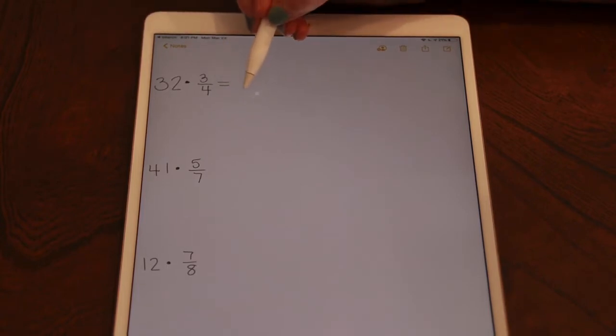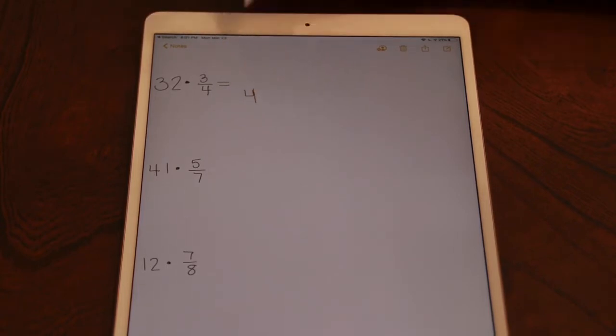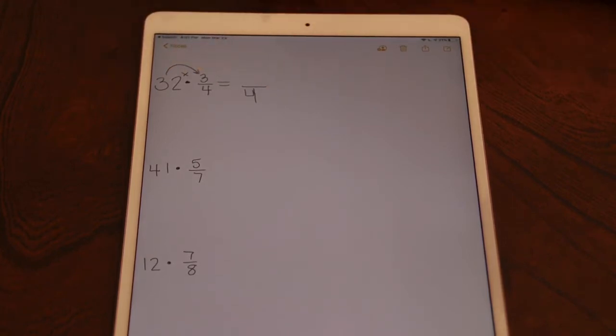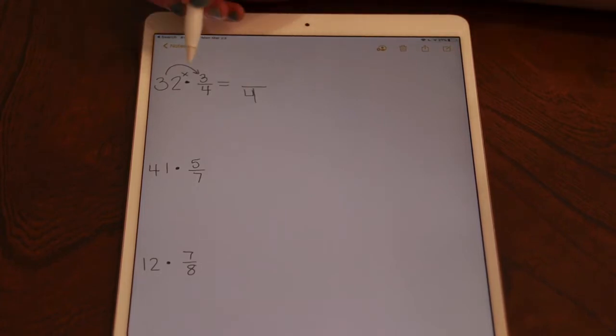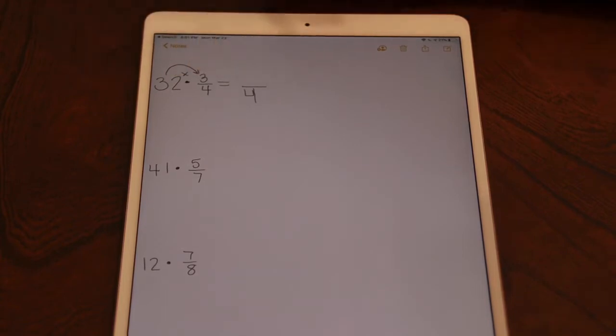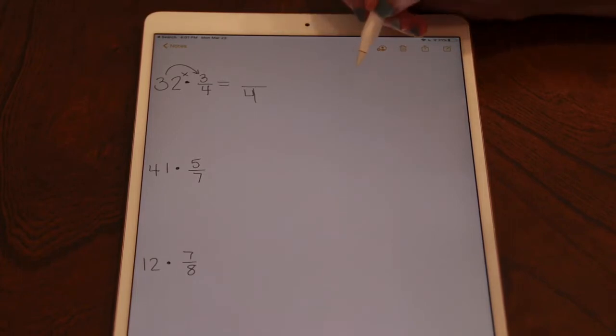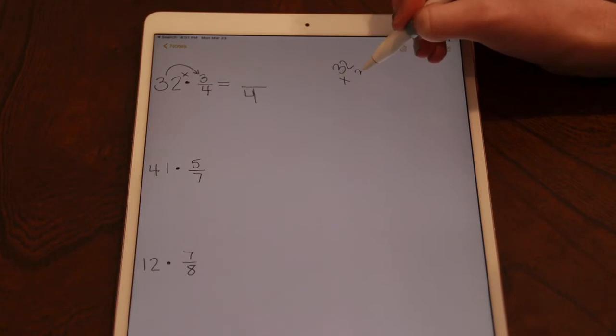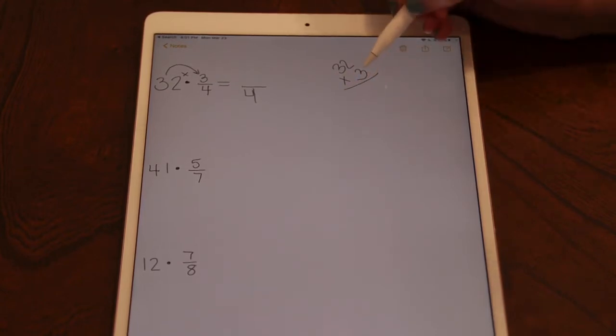The denominator always stays the same, and I'm going to then multiply the whole number by the numerator because it's the same thing. We never change our denominator. We're only changing our numerator, so we have to just multiply 32 times 3. And I don't know that off my head, so I'm going to come over here and write 32 times 3. And I'm going to start solving it.